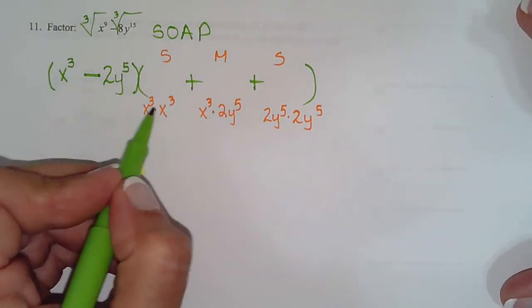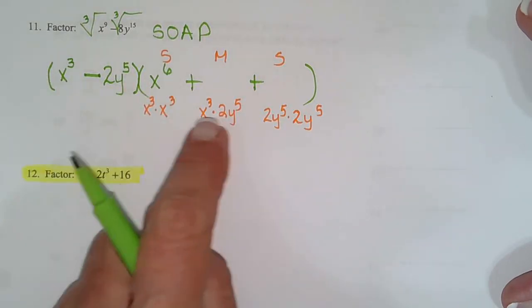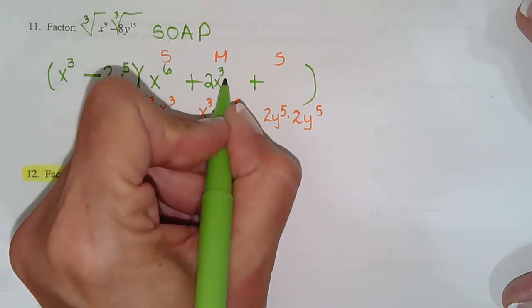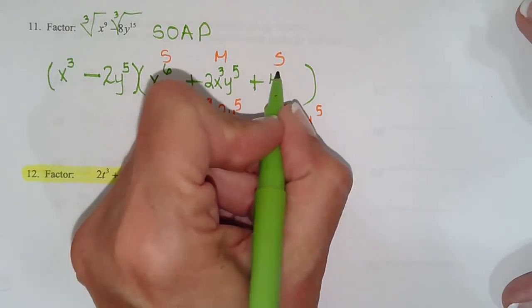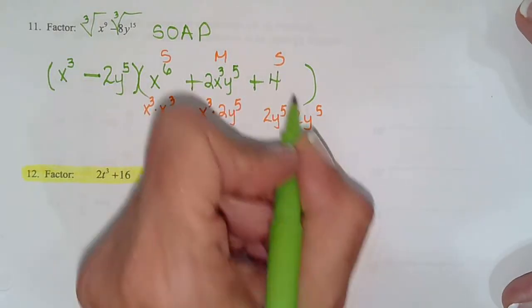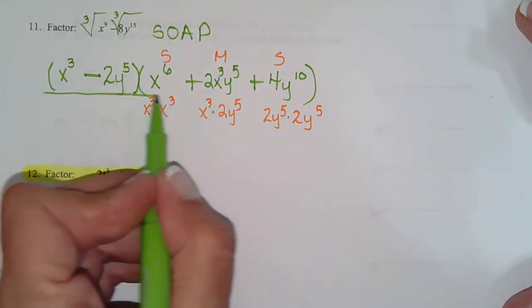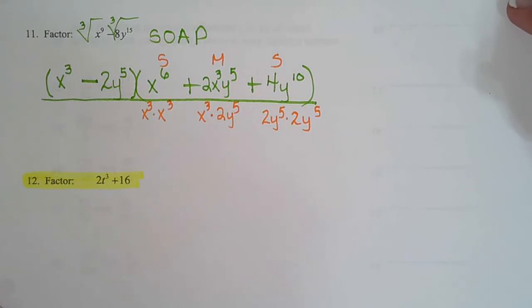So let's see what we get in multiplication. We add exponents, so x to the sixth, 2x cubed y to the fifth, and this will be 2 times 2, 4. Add exponents in multiplication, so y to the tenth. So not really any harder than our other ones, but a little bit more exponent-y, that's a word.